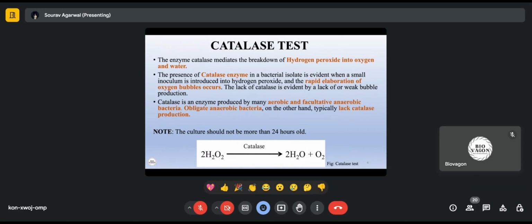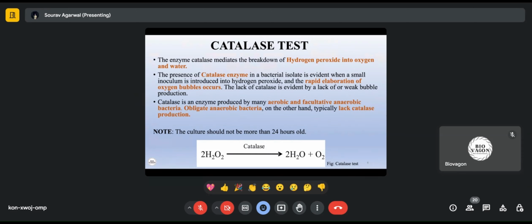Catalase test. This test is performed to check if our organisms can produce the catalase enzyme. We need to know that catalase enzymes help break down hydrogen peroxide into oxygen and water. When we subject our pure culture to hydrogen peroxide, if we observe quick and brisk effervescence during this reaction, it indicates that our organism is catalase positive. And if there is slow or no release of effervescence, that means that our organism is catalase negative.